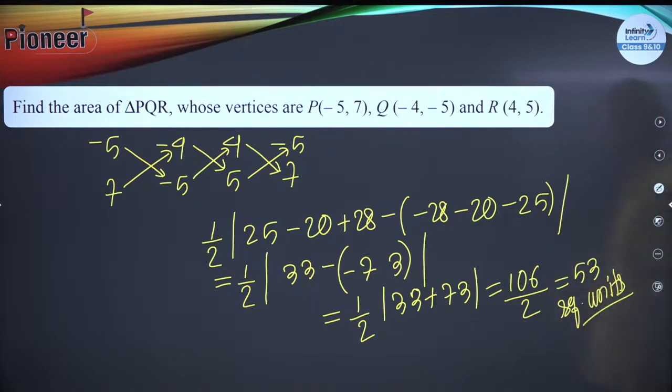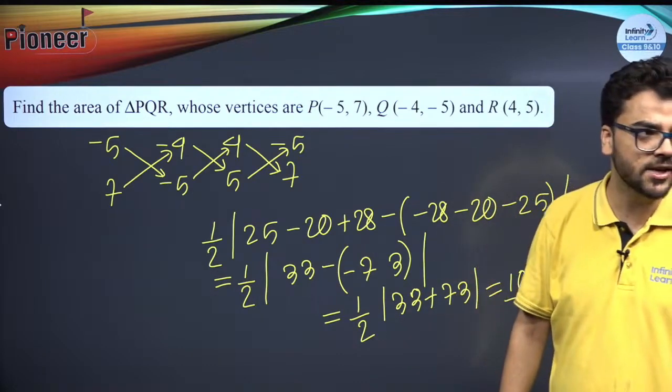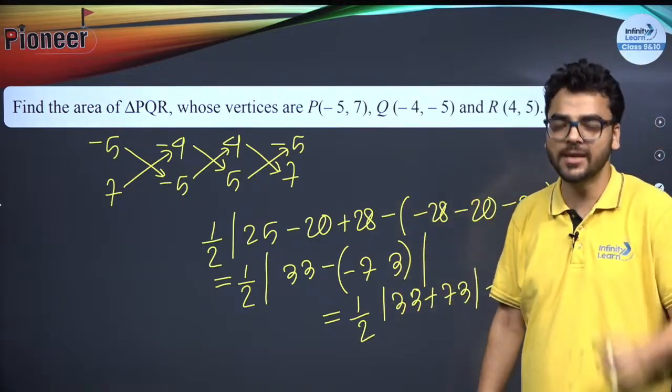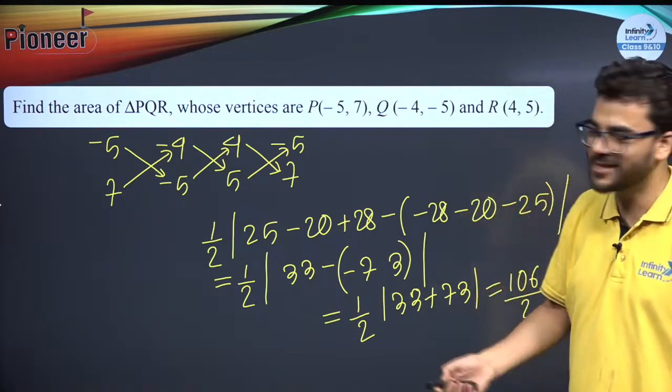If you remember the formula, you'll be able to do it directly. If you don't remember the formula, you'll not be able to get the answer. I hope it is clear to every student in this session. It's a direct question on the basis of the formula to find the area of triangles in coordinate geometry. I hope this thing is clear. Let's move on to the next thing.